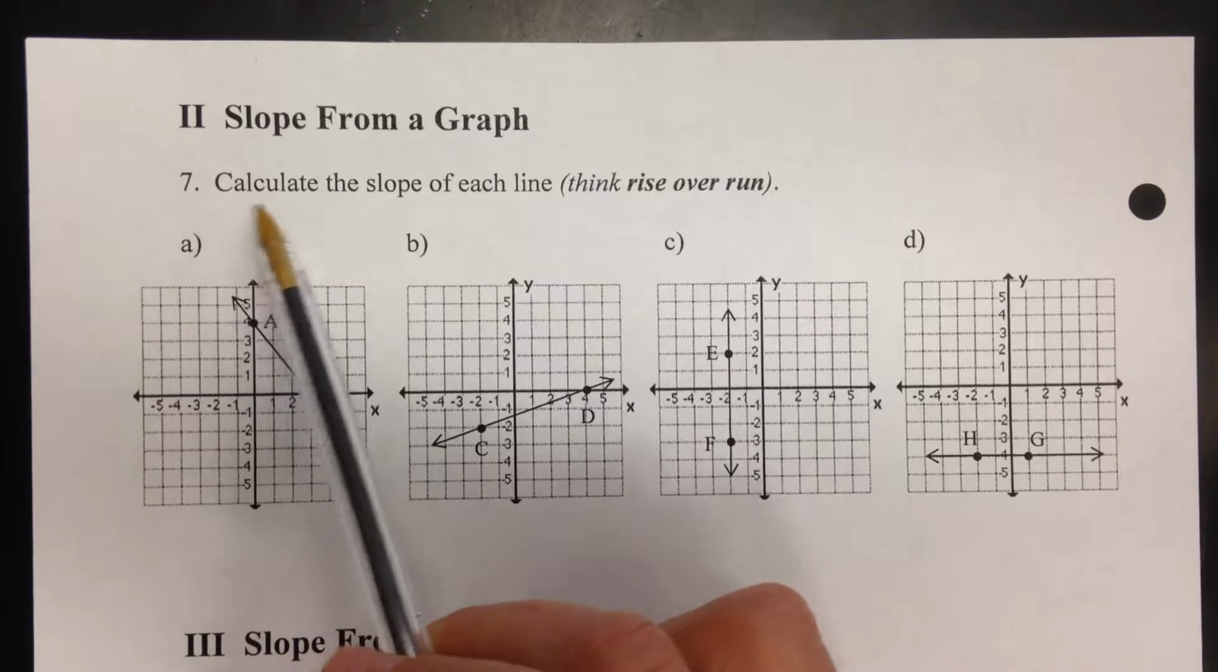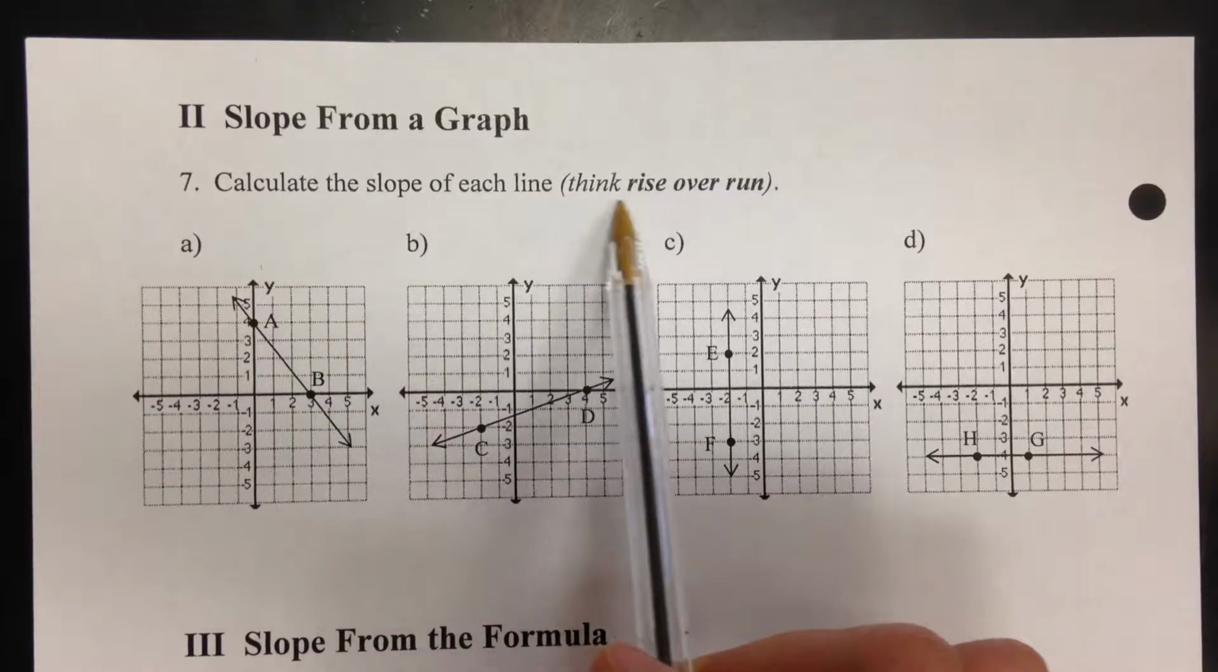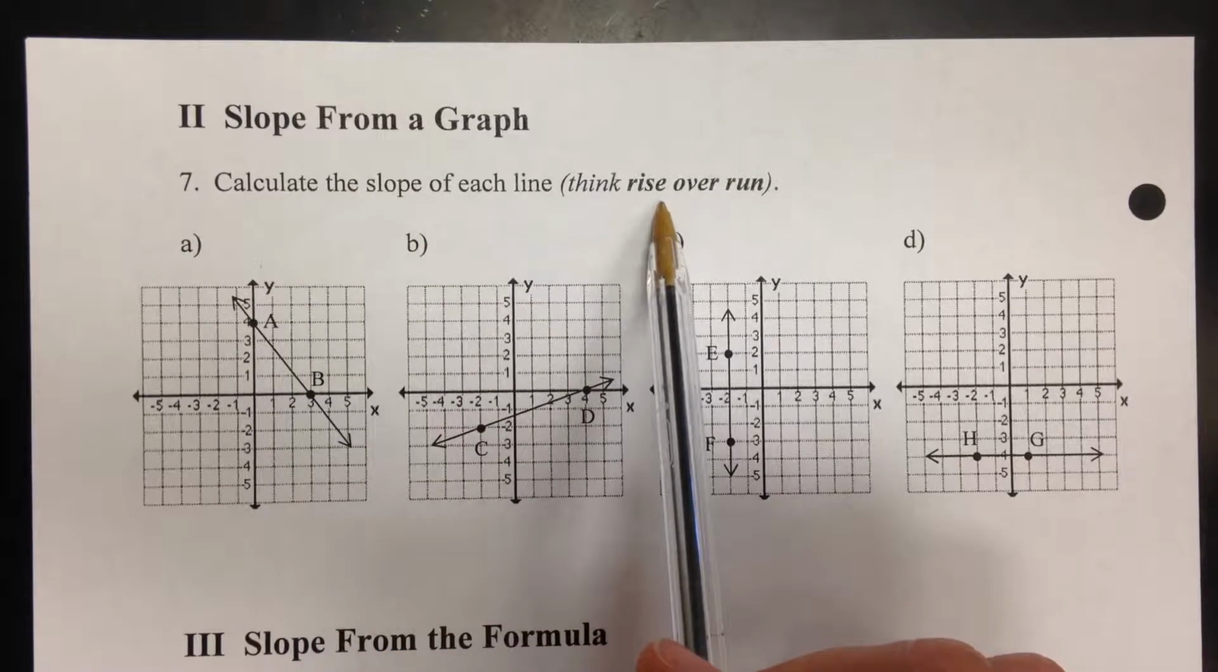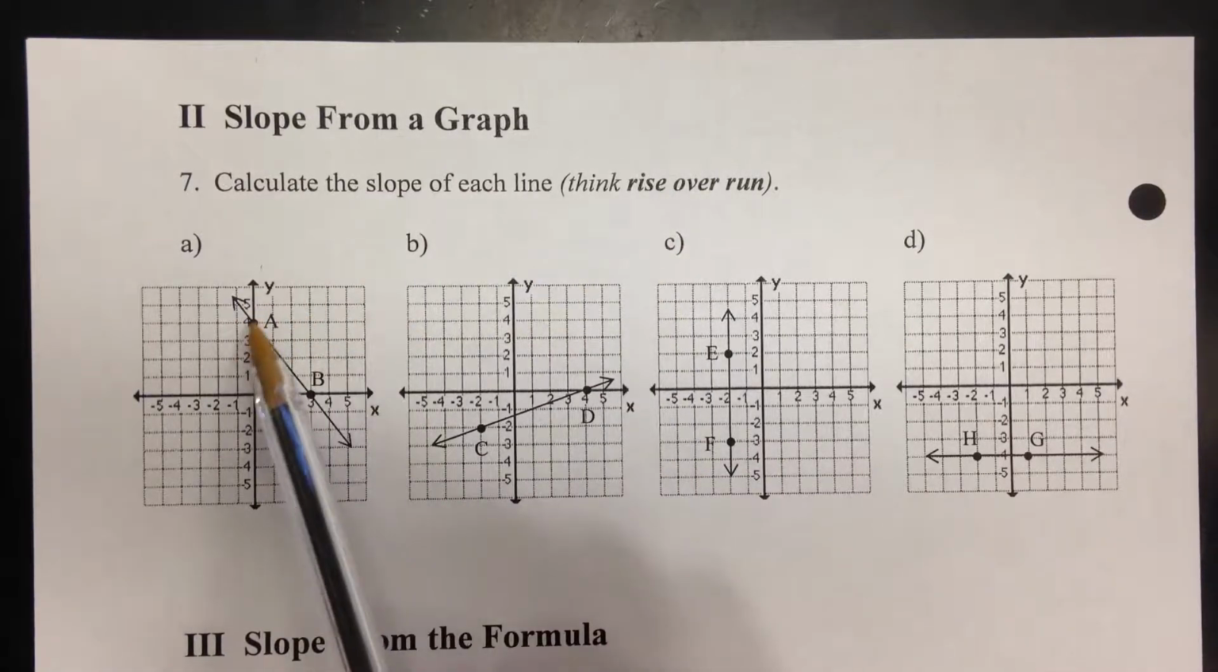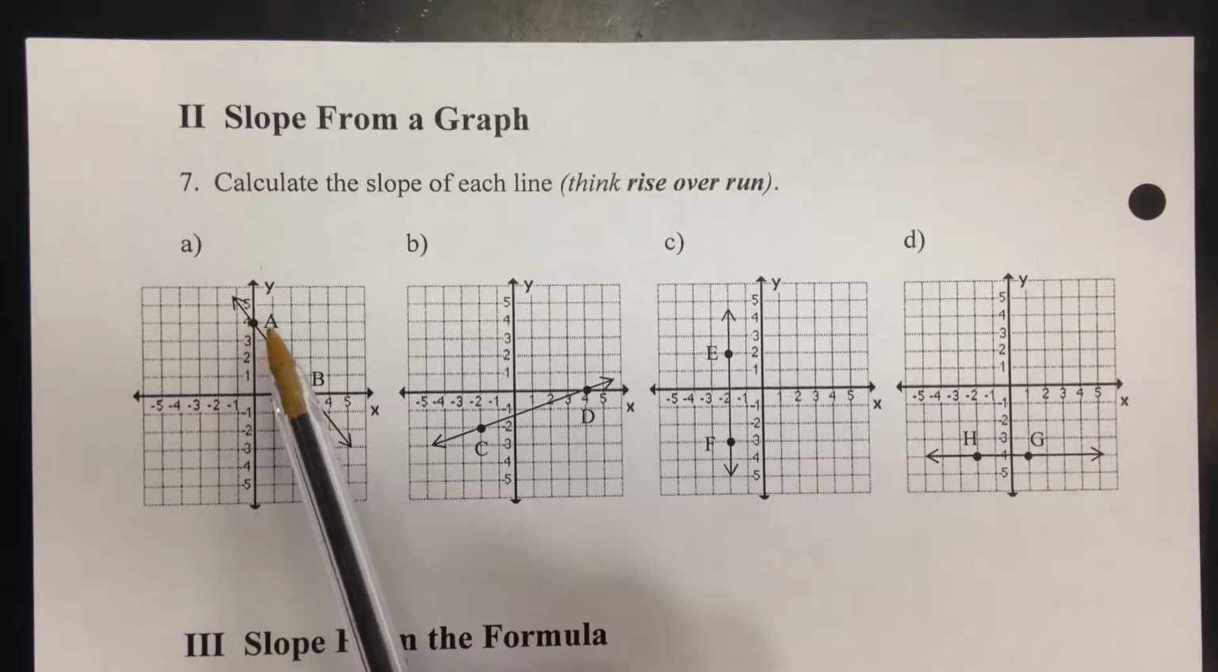So number 7 says calculate the slope of each line. Think about rise over run. All right, think about a fraction. In part A, they give you 2 points. They give you A and B. Now what I'm going to do is I'm going to count.